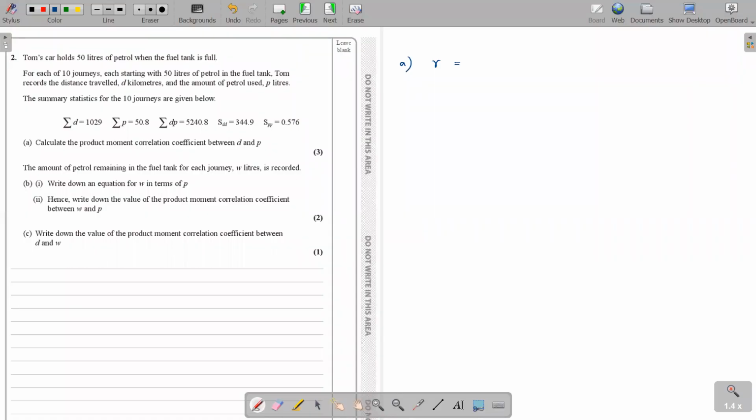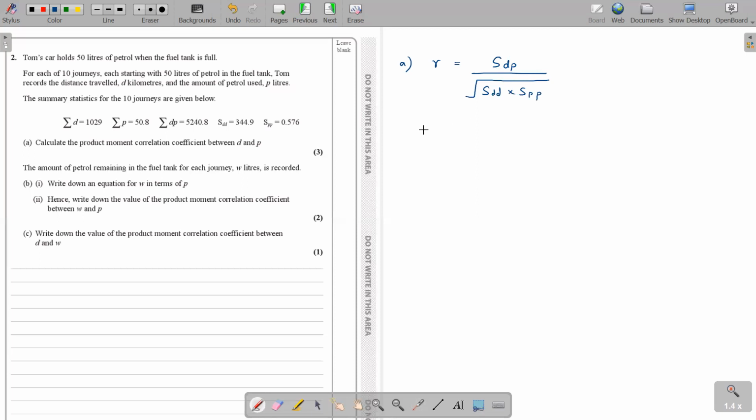First thing here is you need to identify who is your dependent and independent variable. The variables we have are the distance traveled and the amount of petrol used. So who is the dependent variable and who is the independent? Obviously the amount of petrol used depends on the distance that you travel, which means the amount of petrol used is your dependent variable, the y variable, and the distance traveled is your independent variable, the x variable. So here R equals SXY, or SDP, over root SDD into SPP. You can see here SDD and SPP are given. All I have to do is find SDP to find the value of my R.